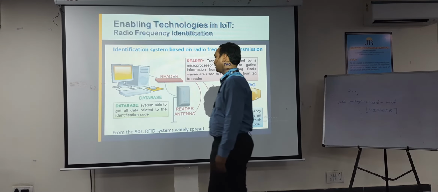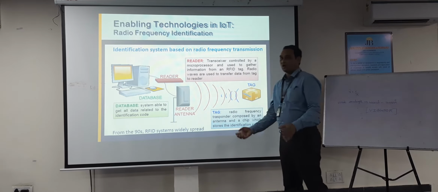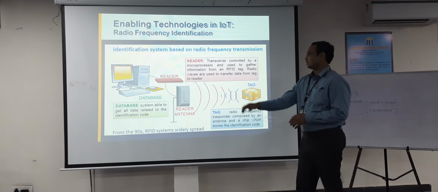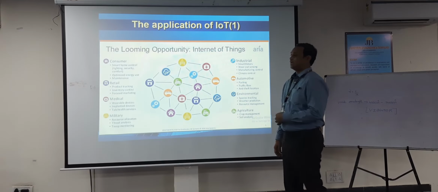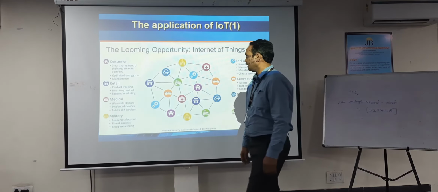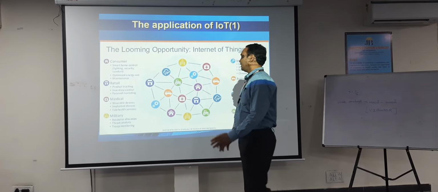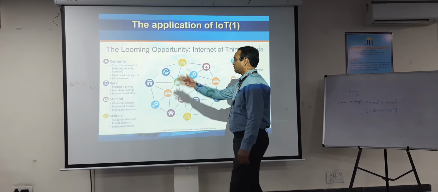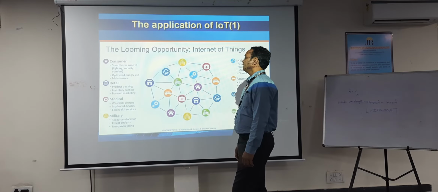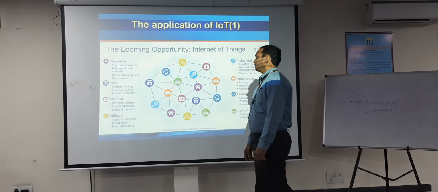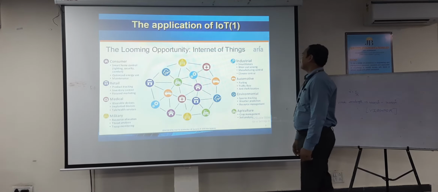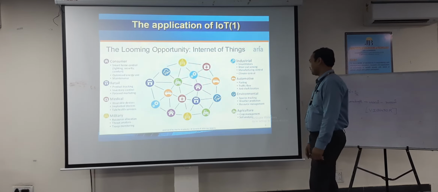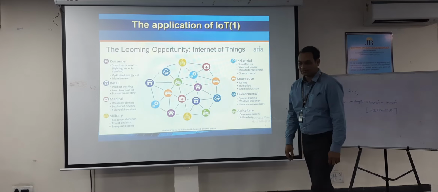So after going to the database, it is going to collect all the information related to the tag for future reference. Clear? Okay. So let us see about the applications of IoT. If you see here, there are many applications which are going to be used in our daily life. The first one is a consumer application, next one is a retail application, the next one is military application. The next is industrial application, automotive application, environmental application, as well as the agriculture application.